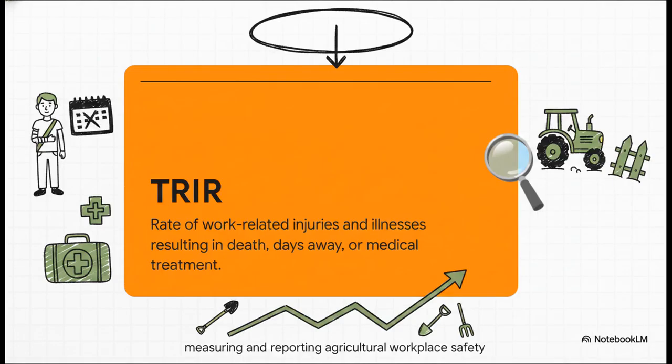First up, TRIR, or total recordable incident rate. This is your big picture. It tracks significant work-related injuries and illnesses that actually disrupt normal life or operations. So if an employee has to take days away from work, transfer to a different job temporarily, or needs medical treatment that goes way beyond a standard first aid kit, yep, it gets captured right here in the TRIR.